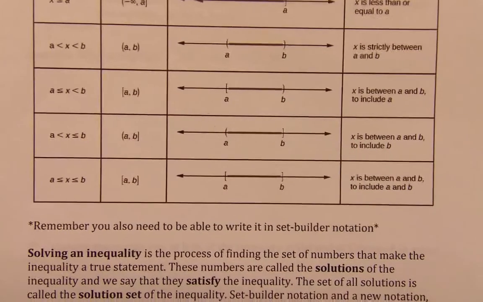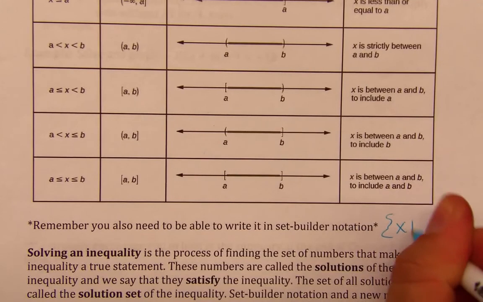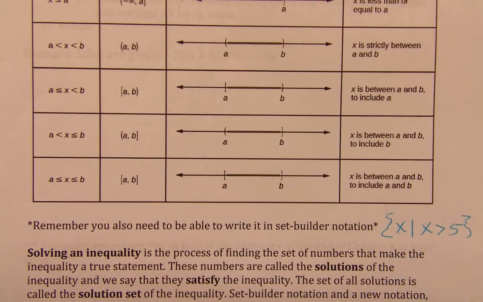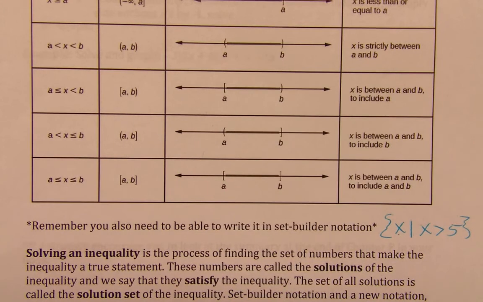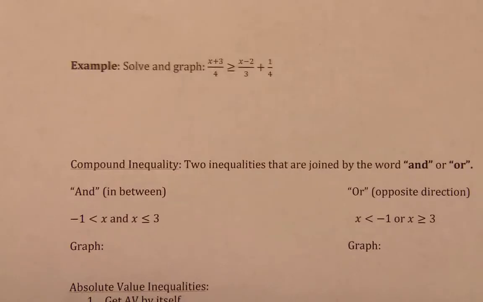And we've actually already seen set builder notation this year. Remember, if you have something like this, we have x such that x is, and then we have a description of x. x is greater than 5, or whatever your description might be. So that's set builder notation. Let's go ahead and look at the next page. Let's start out with an example here.